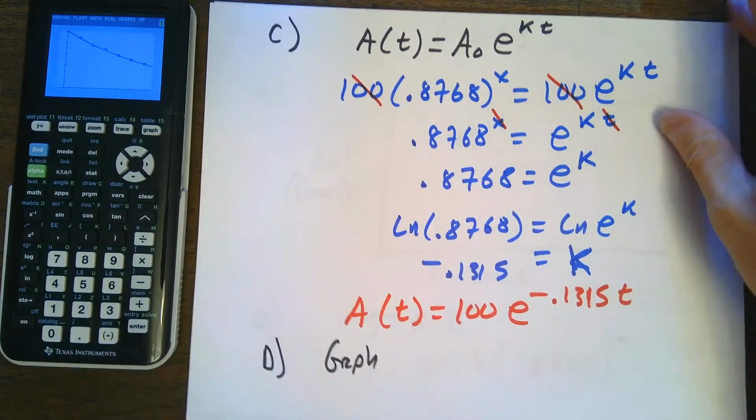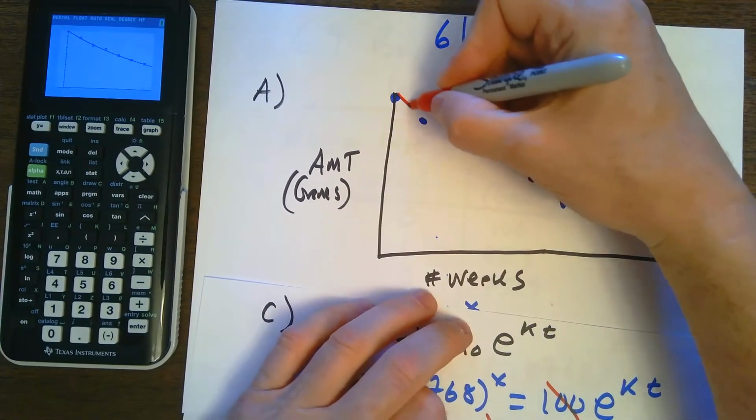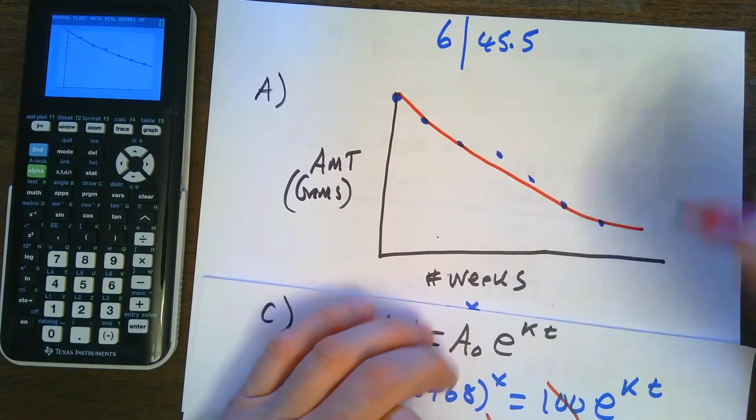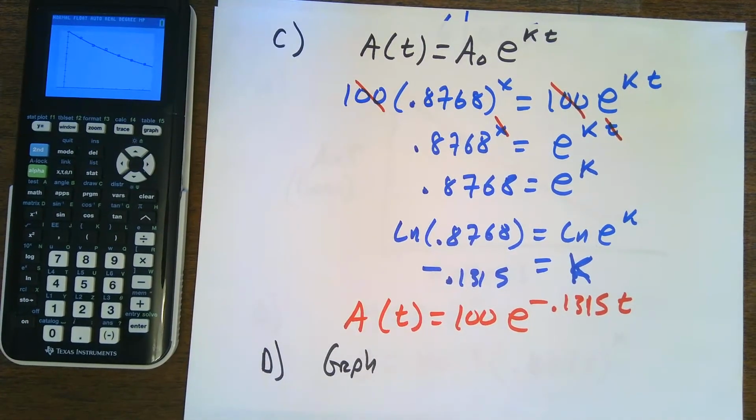If I went back to my original sketch, where is it? There it is. It would look something like this. Part E. From the results in part B, determine the half-life of the radioactive material. So what's the half-life of this radioactive material?